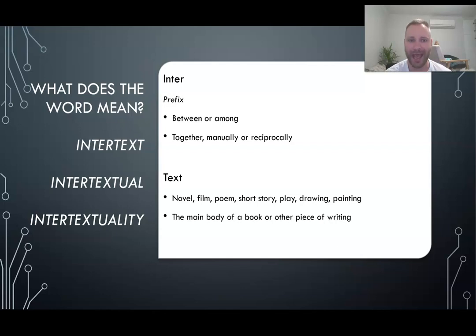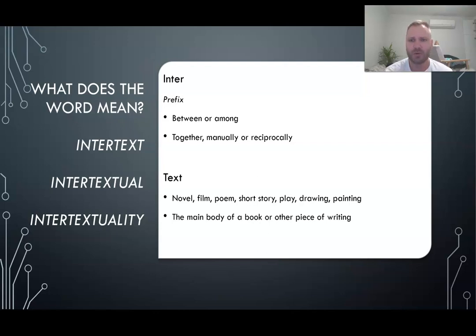But looking at the word itself, inter is a prefix, meaning between or among or together. And that might be mutually or reciprocally. And you'll often see it before words as a prefix such as international or intercept.